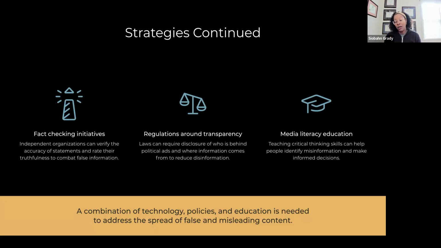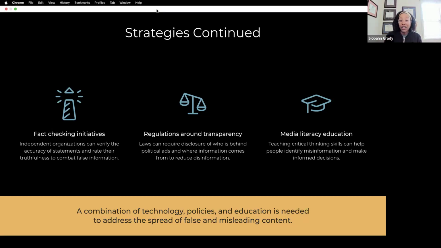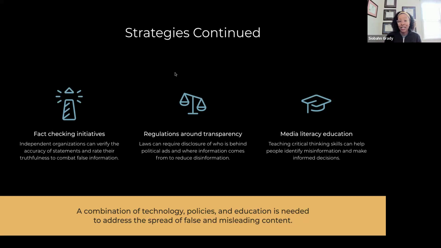Another strategy as well, in addition to what's been previously discussed, is fact-checking initiatives. One of my favorite outlets used to be Twitter. It's now called X, but the former CEO during the elections and other things, they would do fact-checking. But we need more initiatives like that, especially during elections, that can help people know whether the information that they're seeing is actually true or not. Because again, everybody doesn't know how to spot a bot on their social media account or something they see, but we need more fact-checking initiatives. Also, as Professor Dawson just mentioned, more regulations around transparency as well. So we need laws that actually can provide the disclosure on who's behind political ads and where the information is coming from to reduce this disinformation.